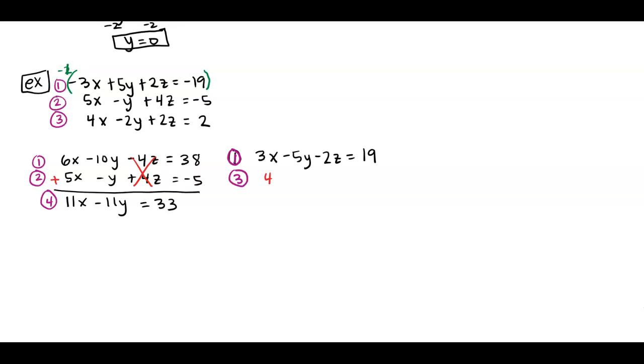which is 4x minus 2y plus 2z equals 2. So I add these together, I see my z's eliminate. That's what I eliminated the first time, so that's what I need to eliminate the second time. And so when I add these together, I get 7x minus 7y equals 21. And now that's my equation 5.